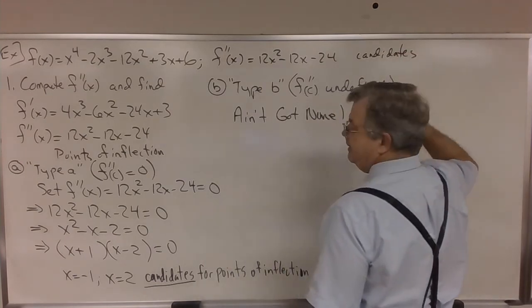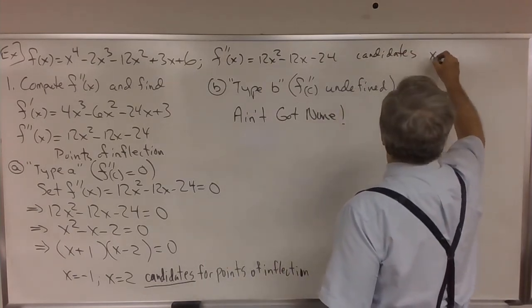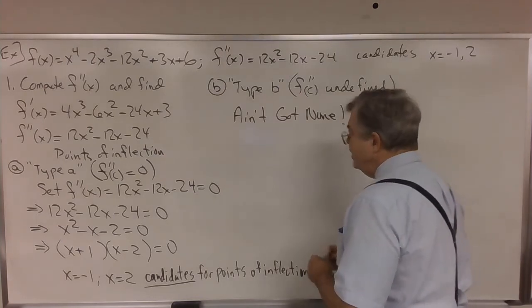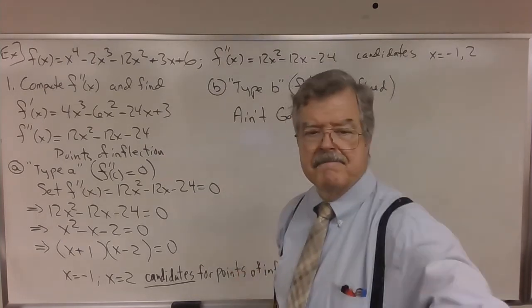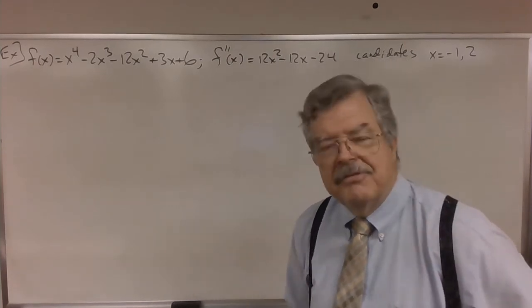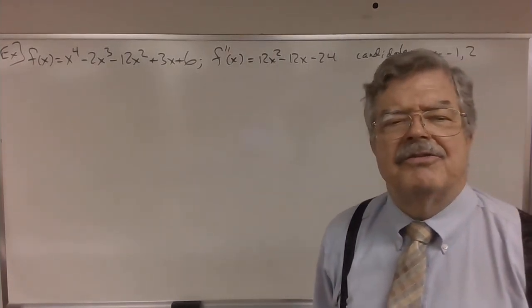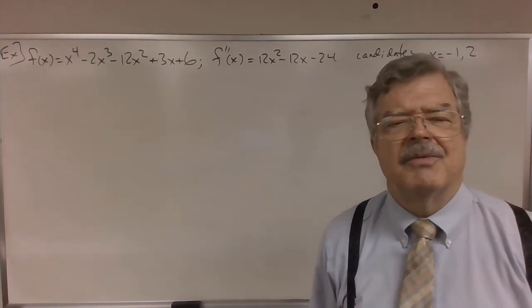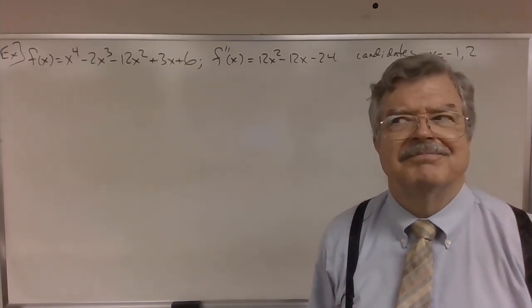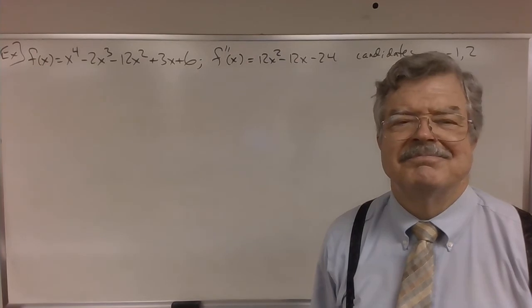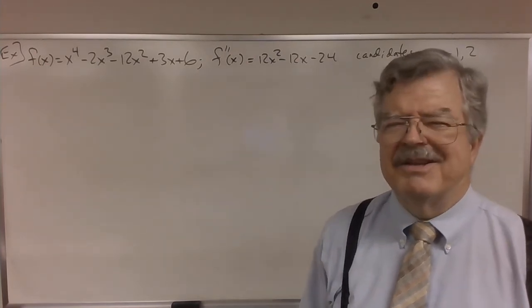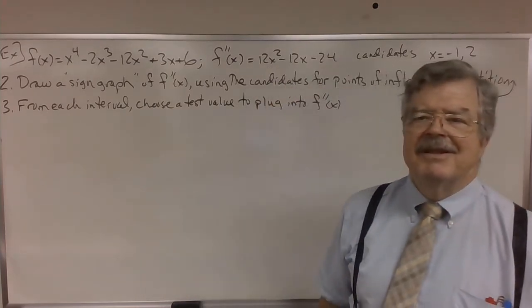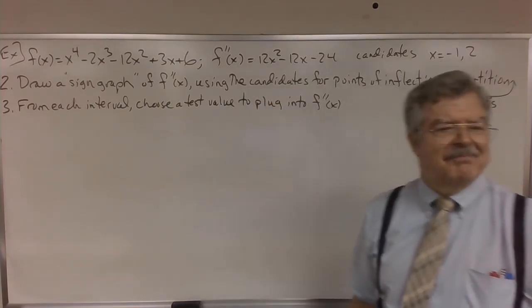And my candidates for points of inflection are x equals -1 and x equals 2. Okay. So have you figured out how we're going to find out where the second derivative is positive and where it's negative? If you haven't, I'll tell you in just a minute. Did you figure it out?